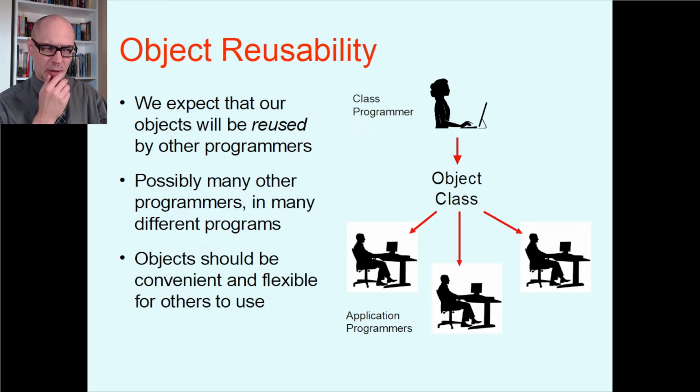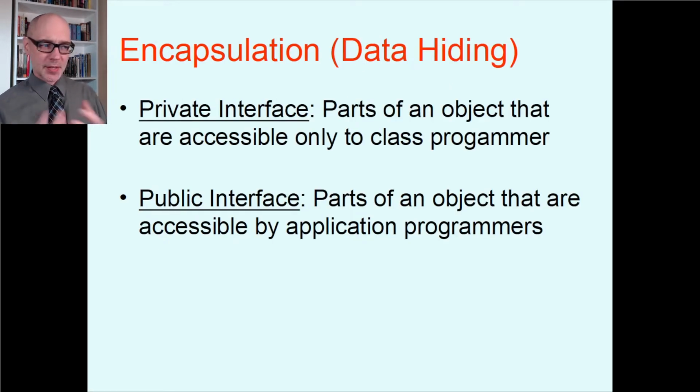Okay, so what are the pieces in C++ that support that? Well, this difference between private and public parts is one part of it, and this is called encapsulation or data hiding. You've got the private interface in a class, and the basic idea is that the private part is the parts of an object that are accessible only to the class programmer, maybe only Alice, right? That scopes out a particular part of the class that only the class programmer is allowed to touch. This is all enforced by the compiler. If someone else tries to break that rule, the compiler will not permit it.